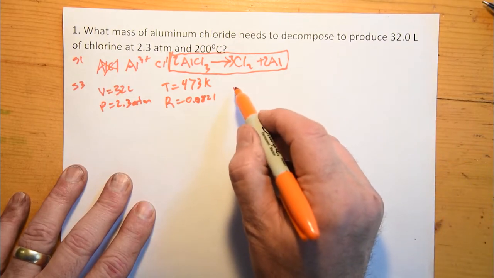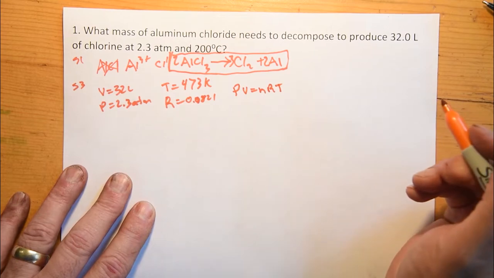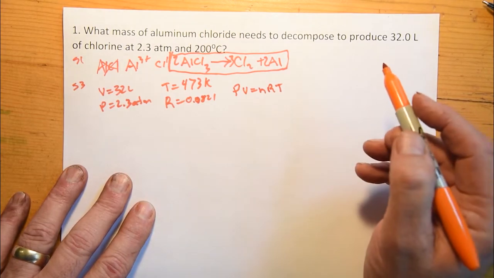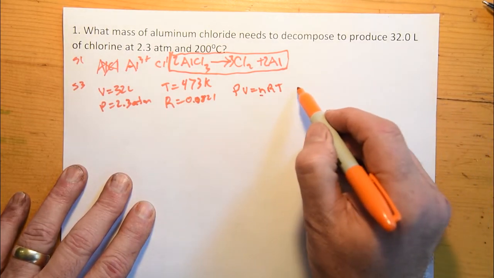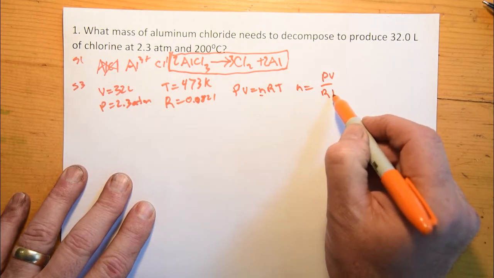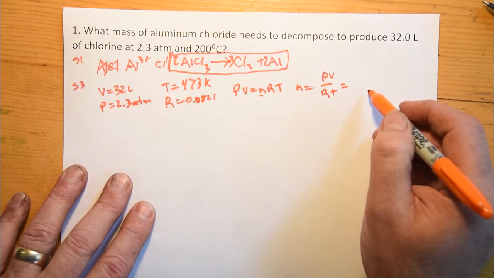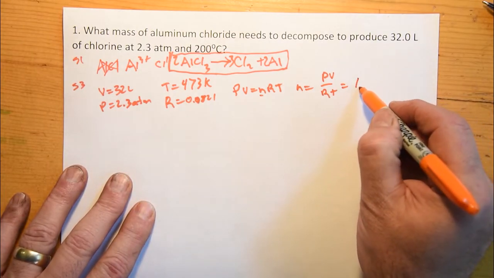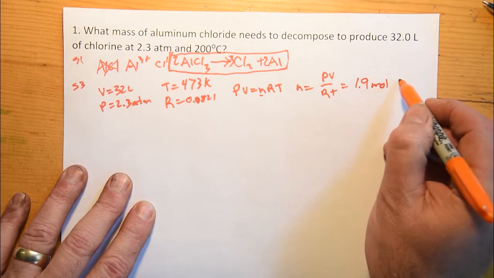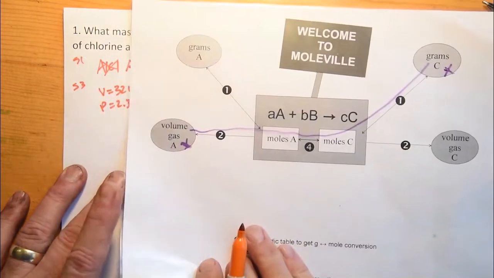Okay, and our equation is this. Rearrange it before you plug in the numbers, please, please, please. So the moles, that's N. The moles is equal to PV over RT. And you slam these numbers into there and you get, what do you get? 1.9 moles of chlorine. So, welcome to Moleville.